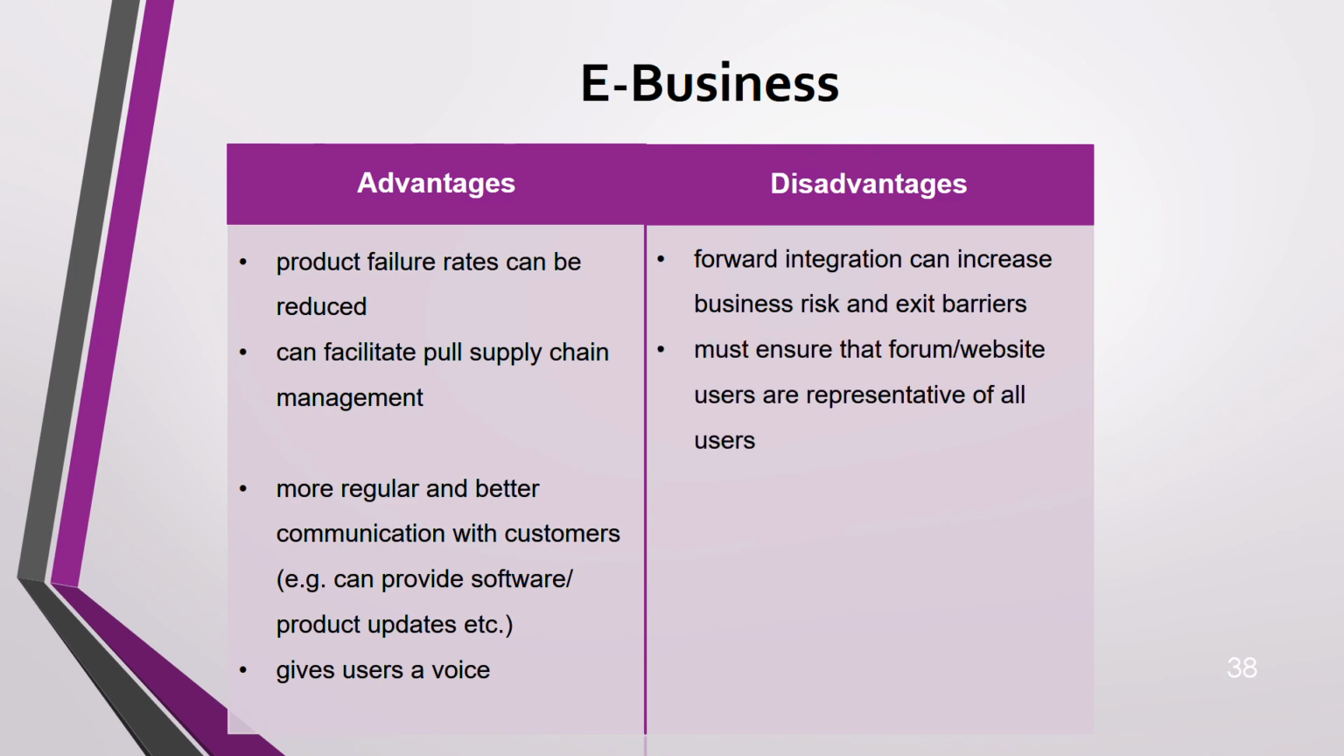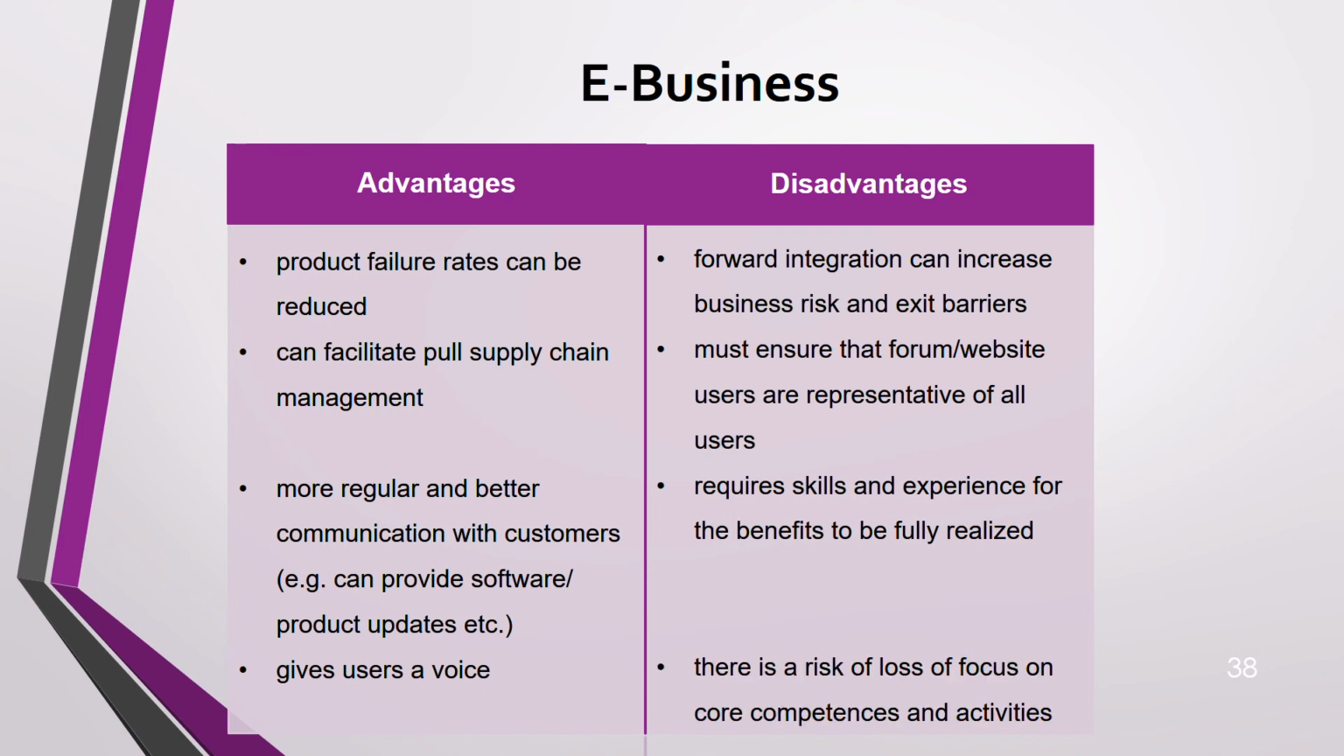You must ensure that forum and website users are representative of all users. When you are making some forum or website, users should be representative of all the users, not just some. You're not biased towards a particular user. It requires skills and experience for the benefits to be fully realized. You need experience and skills. There's a risk of loss of focus on core competencies and activities. When you do downstream supply chain, you are working more towards customer management and all those things, but you are losing focus on your core competencies and activities.